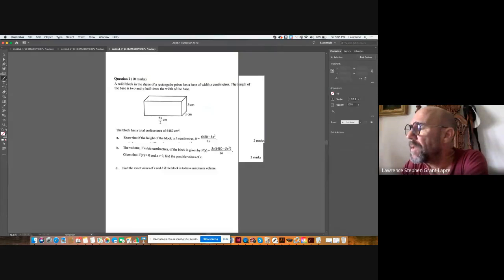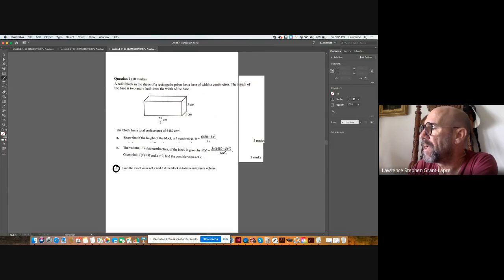Solid block. I want to focus on find the exact value of x and h. So h has already been given based on the surface area. That was previously given. The volume is previously given in part B, and we want to find x and h so that it's maximum volume. Now, if they want the maximum volume, we have to derive the volume with respect to x, let it equal to 0, and then solve that.